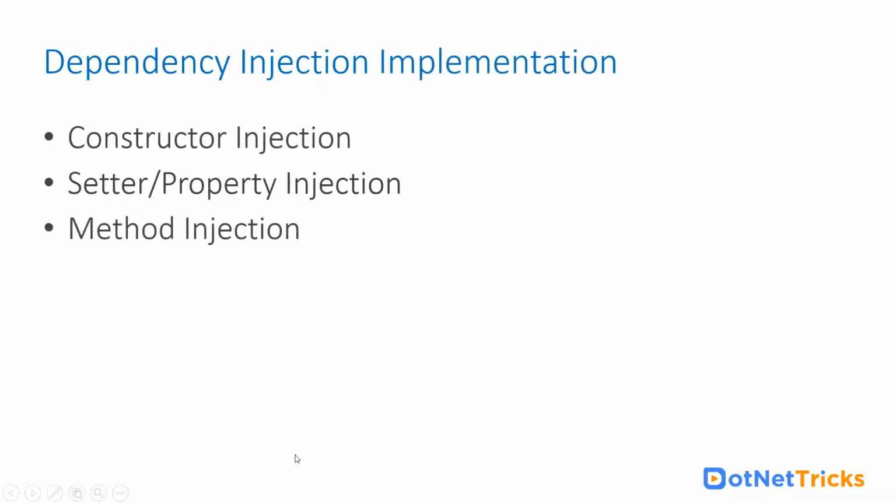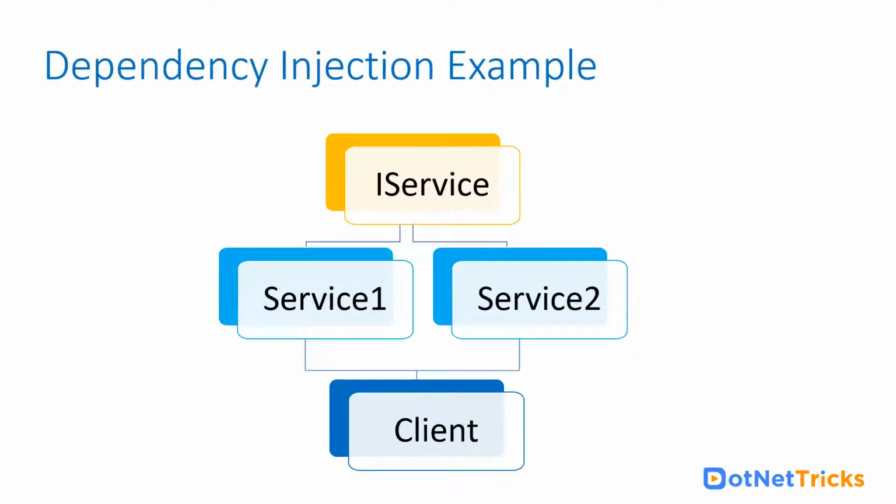So what are the dependency injection implementations? We have three methods of dependency injection: constructor injection, setter or property injection, and method injection. And guys, when it comes to implementation, we mainly use the constructor injection method. To understand this in detail, let's say we have an iService interface, and this iService interface has two different implementations, service 1 and service 2. Then we have a client class that uses either the service 1 dependency or the service 2 dependency. So these services we can inject into the client class.